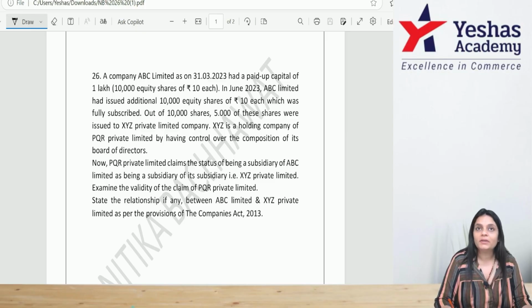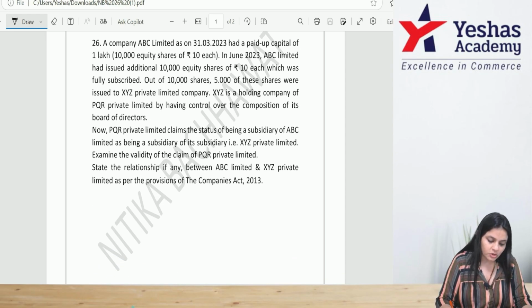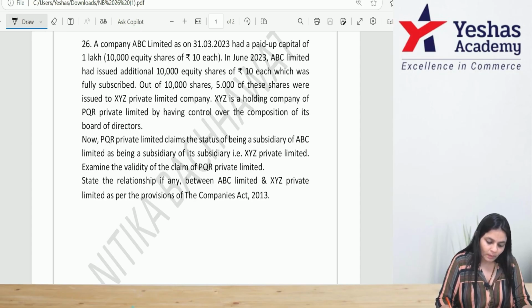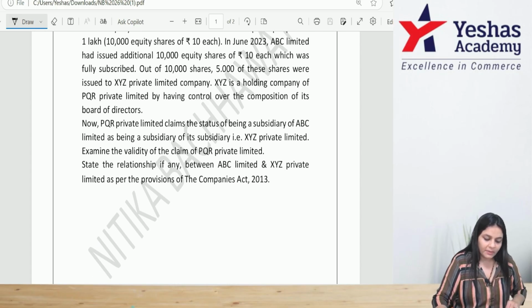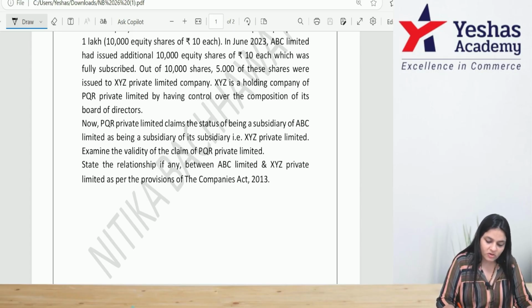A company ABC Limited, as on 31/3, has a paid up share capital of 1 lakh. In June 23, ABC Limited has issued additional 10,000 equity shares of rupees 10 each, which was fully subscribed. Out of the 10,000 shares, 5,000 of these shares were issued to XYZ Private Limited Company. XYZ is a holding company of PQR Limited by having a control over the composition of its board of directors. Now, PQR Limited claims the status of being a subsidiary of ABC Limited, as being a subsidiary of its subsidiary, that is XYZ Private Limited. Examine the validity of the claim of PQR. State the relationship, if any, between ABC Limited and XYZ Private Limited.